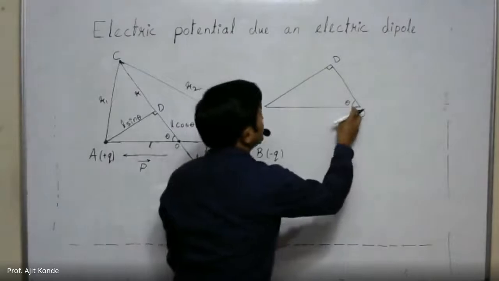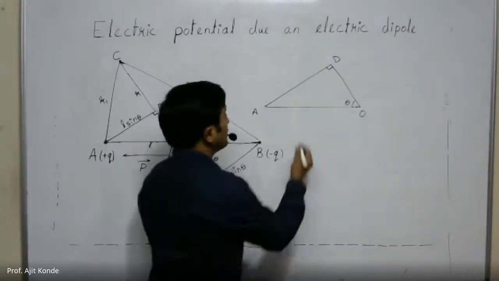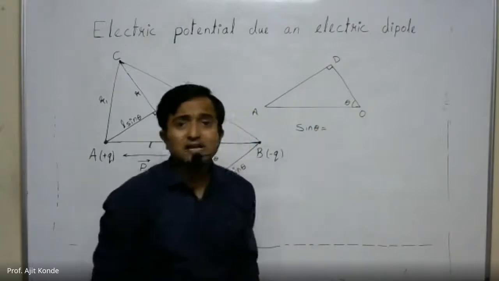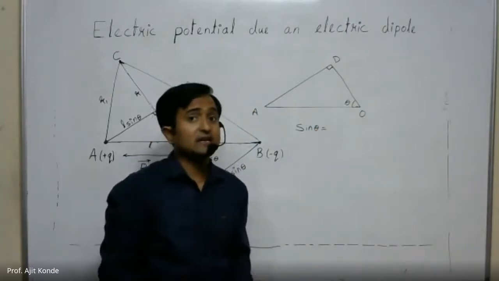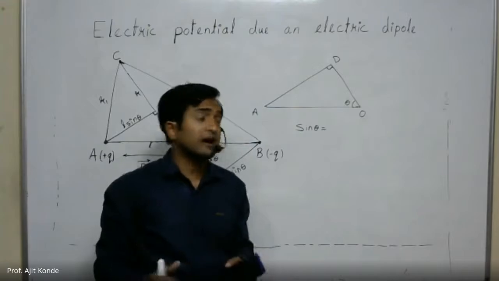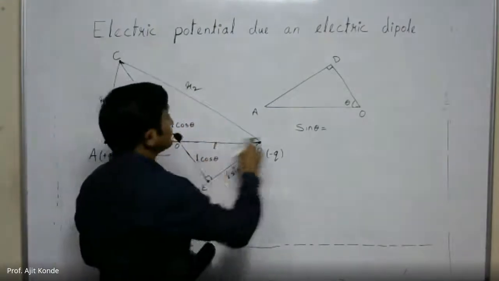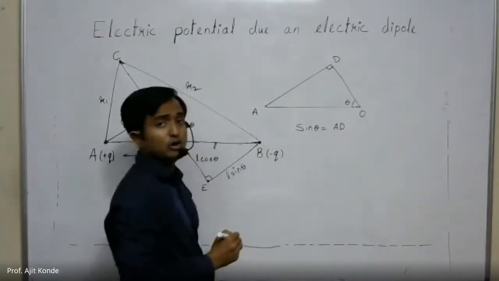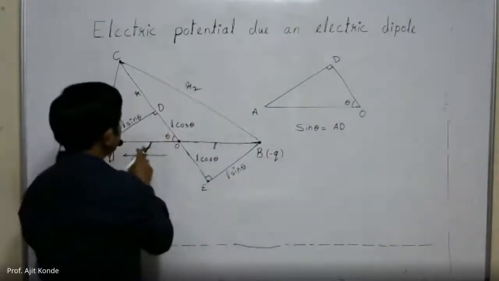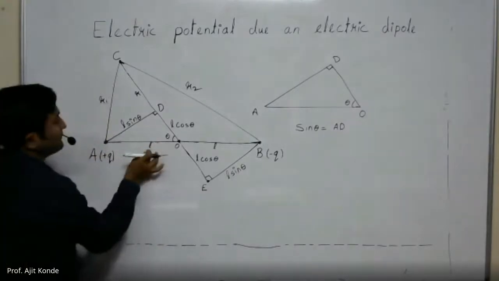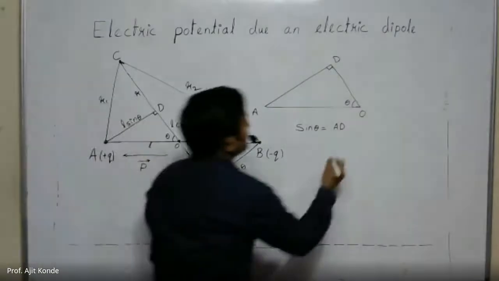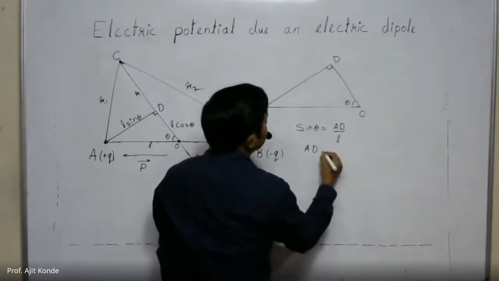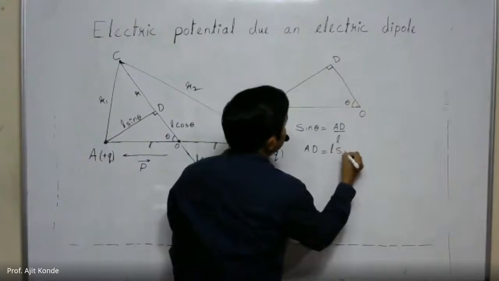Then if we use trigonometric ratio, we will take sine theta. Can you tell me what is sine theta? Yeah, exactly. That is opposite upon hypotenuse. Then what will be the opposite over here? That will be AD. This will be AD upon hypotenuse. And what will be the hypotenuse? That will be this length AO, which is L. Then what will be AD? AD will be L sine theta.